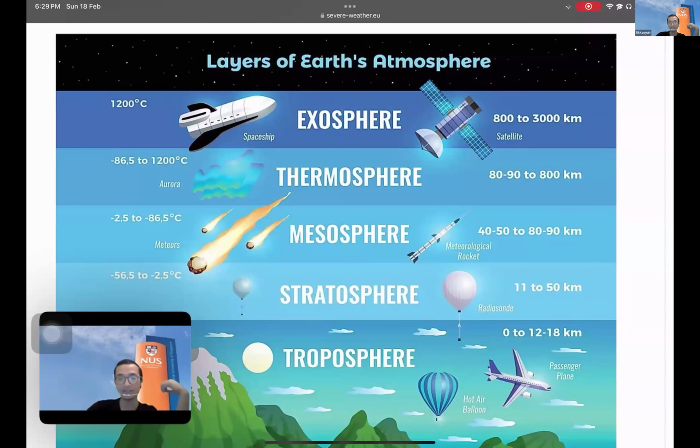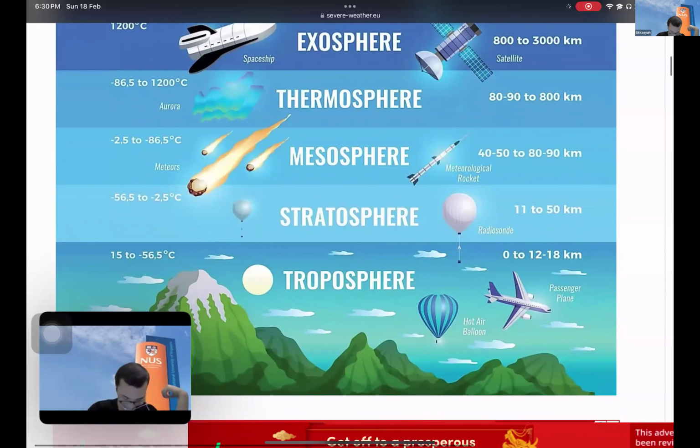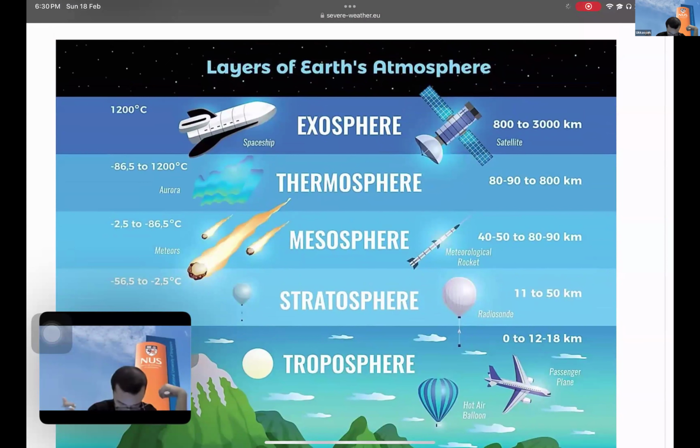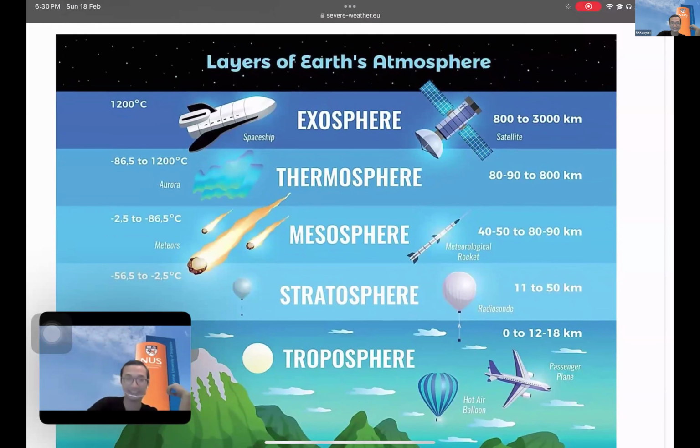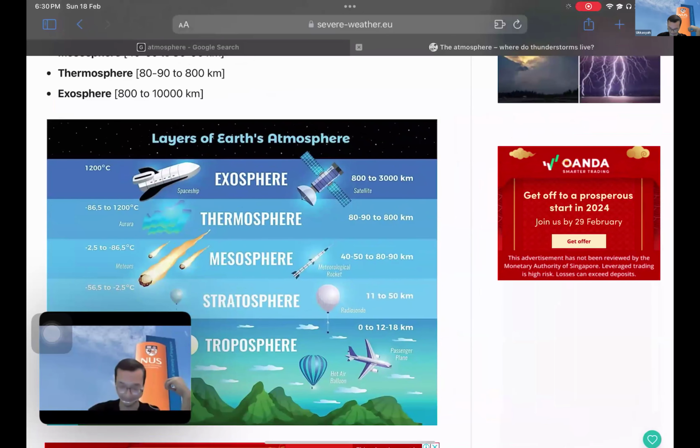From the troposphere to the exosphere, gases are still present in Earth. So you can say that there are gases from 0 to 3,000 kilometers from sea level. Oh, it's 1200 degrees. I didn't know that. Why is it so hot in the exosphere? Oh, okay. That's cool. You guys look at this part. It's 1200 degrees. This exosphere must be very hot. Okay, on to the next one.